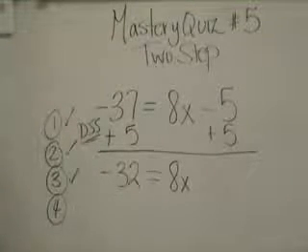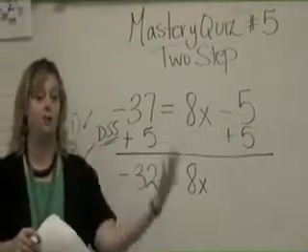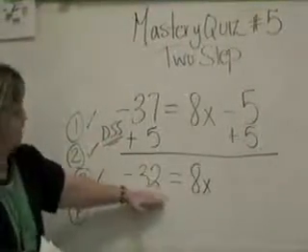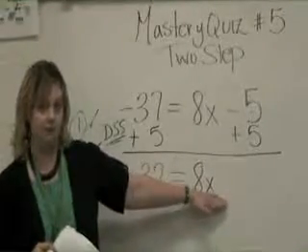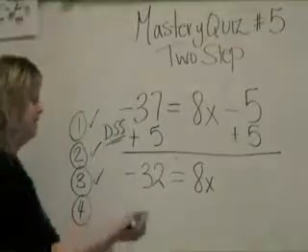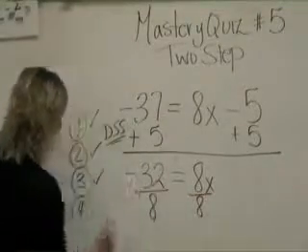Step 4 is the inverse of multiplication or division. Whatever I see, I've got to undo it. I don't see anything over here. So I look over here. Oh, I see a multiplication problem. So I'm going to do the opposite. And the opposite is divide, of course. Divide both sides by 8.